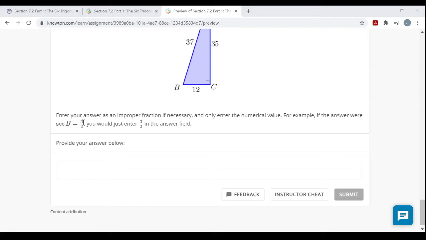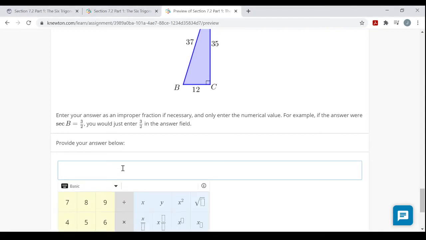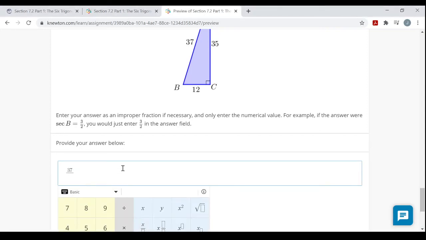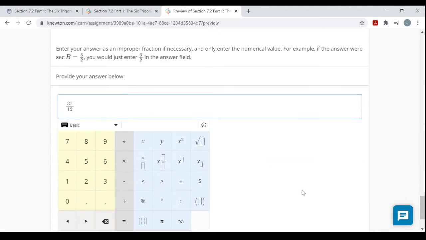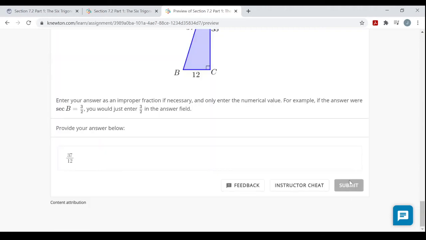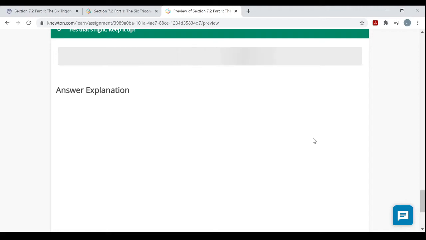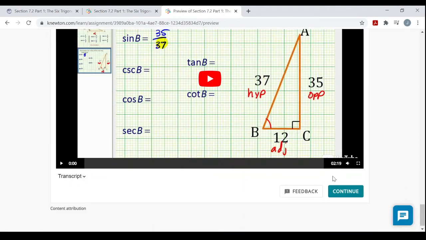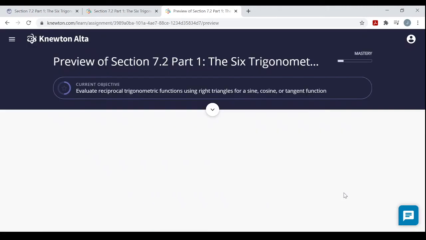Right, and so enter your answer as, and read the instructions, enter your answer as an improper fraction if necessary, and only enter the numerical value. Don't punch it in your calculator or anything. It doesn't say to round to anything, so 37/12. Great. And then another video, blah blah blah.